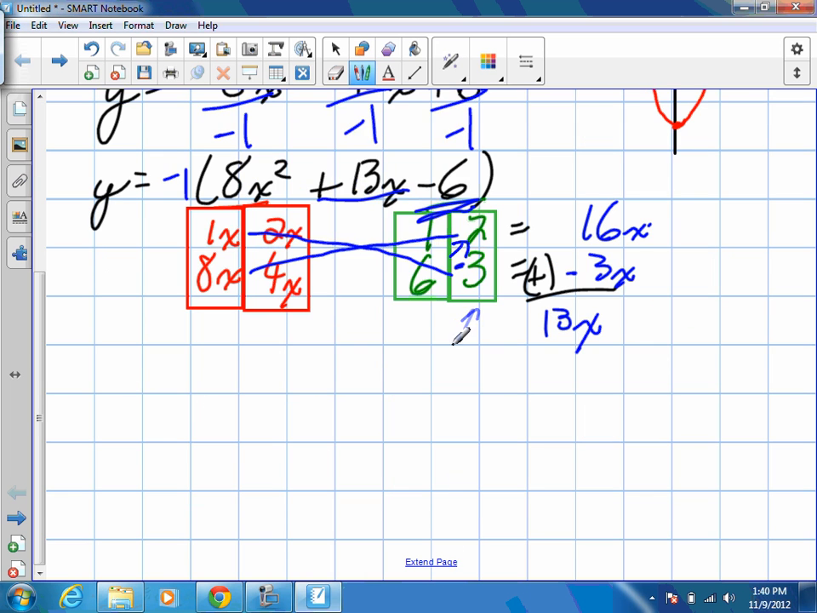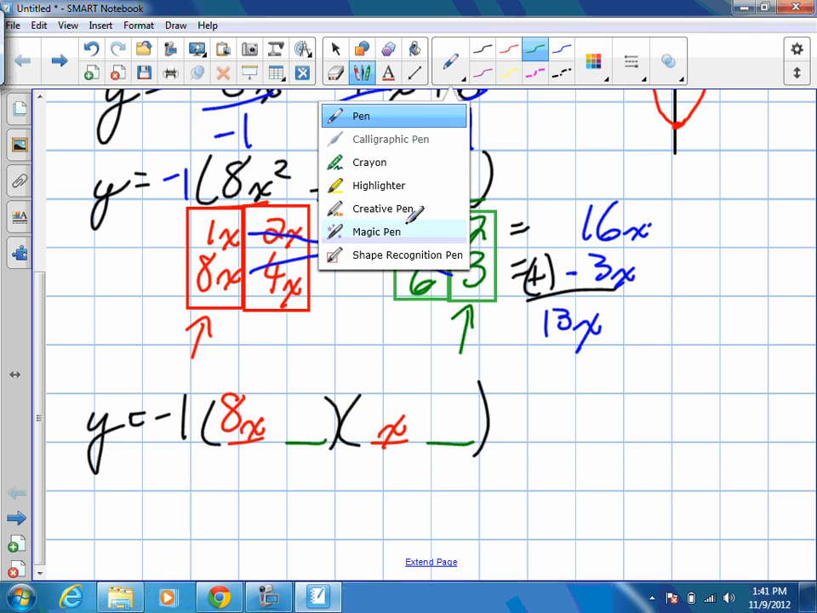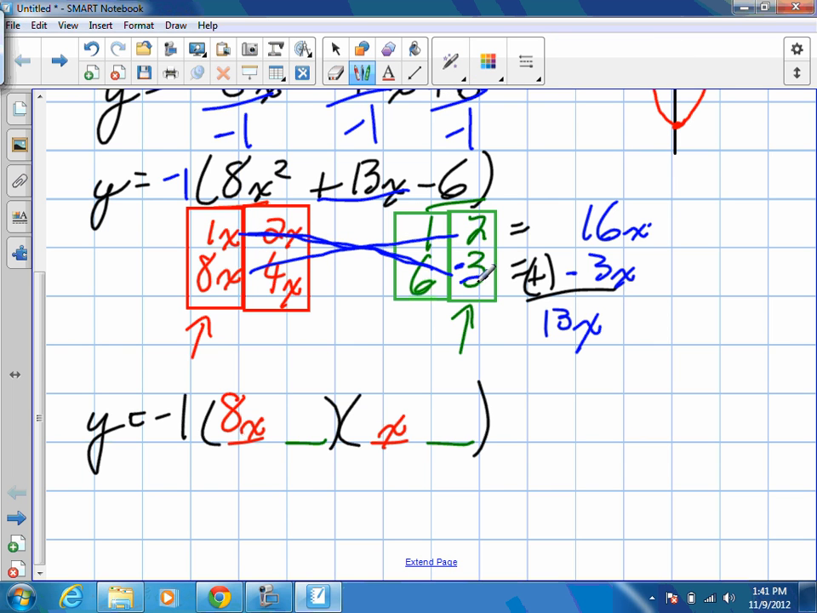So we go to put this in our factored form. Y equals, we still have the common factor, -1. Our two brackets. We're using this column here, so those will be the first terms in each. Let's put 8x in the first one and x in the other. Now here's the important part. These green ones will be our second terms. But because we multiplied 1 by -3, the 1 and -3 have to go in opposite columns.